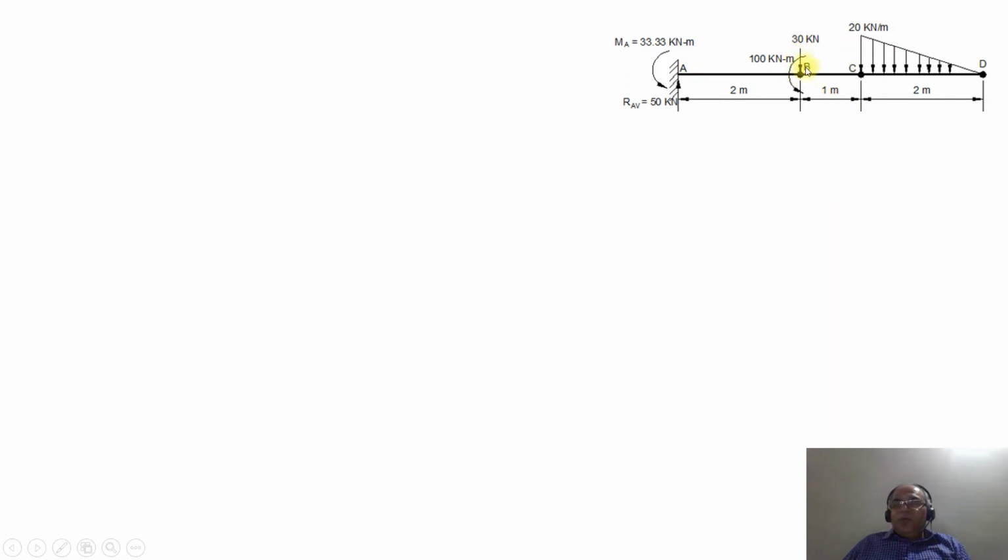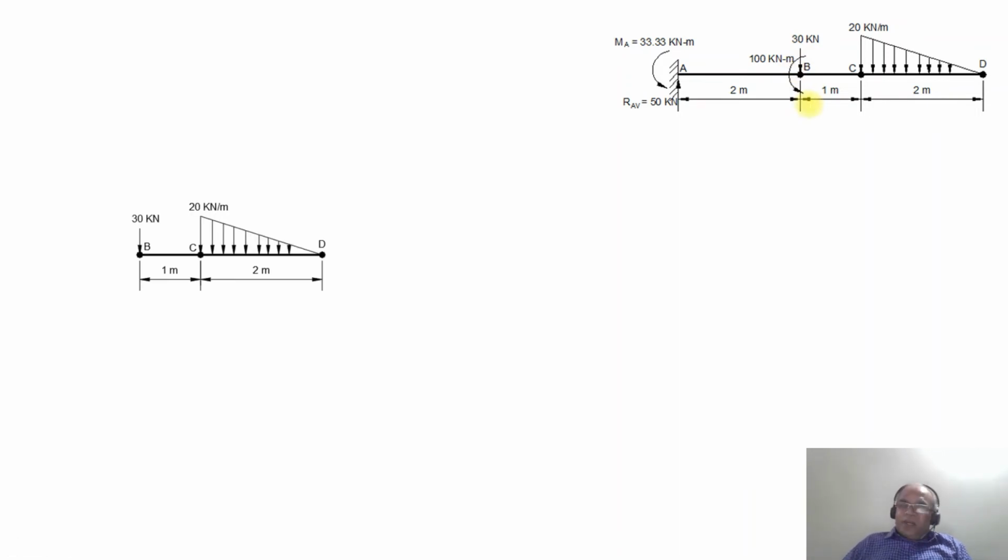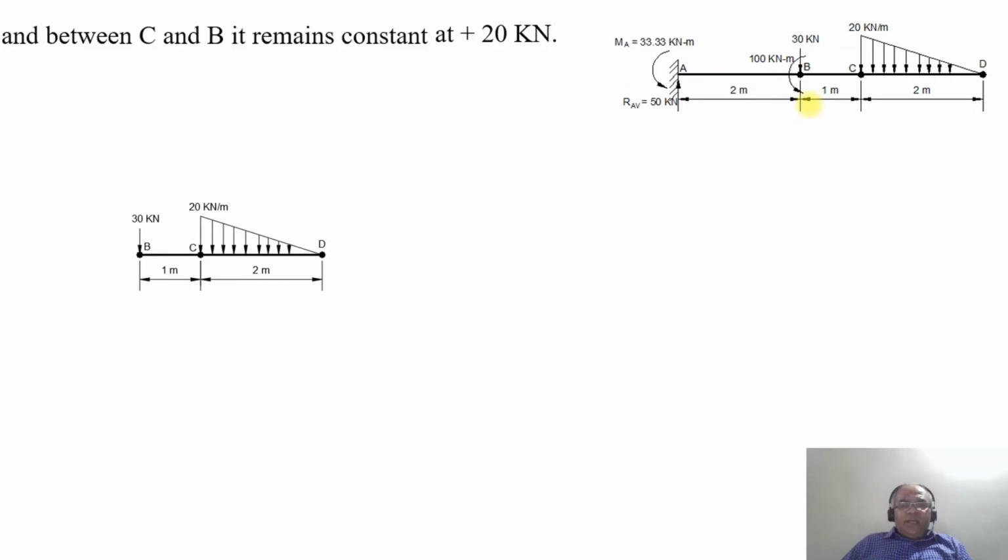At the point B, we are going to consider only the vertical load. We will not consider the counterclockwise couple. So then between C and B, as there is no other load acting upon it, it remains constant.